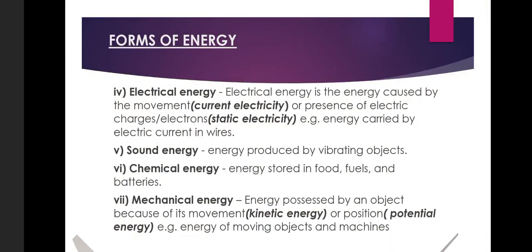The third type of energy is the energy that we are calling electrical energy. Electrical energy is the energy that is normally caused by either movement or presence of electrical charges that we also call electrons. If the energy is caused by the movement of the electrons, that type of electrical energy we normally call current electrical energy or current electricity.